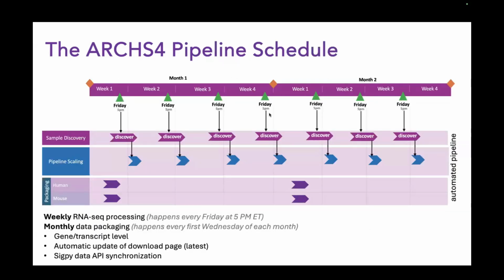And so this is kind of how the processing schedule looks like at the moment. We do sample discovery once a week, where a server goes out and searches for new samples and then puts them into the job queue. And then the pipeline scaling is dynamic. It will check the queue all the time, and if it sees new samples, it scales up and processes them right away. And then we package the data once a month, and then upload them under the latest tag.